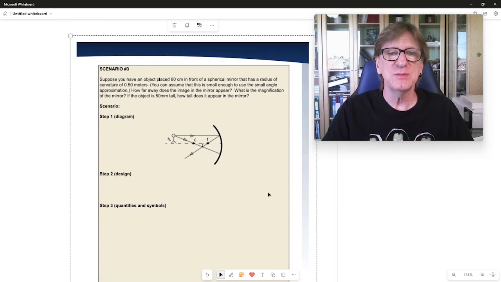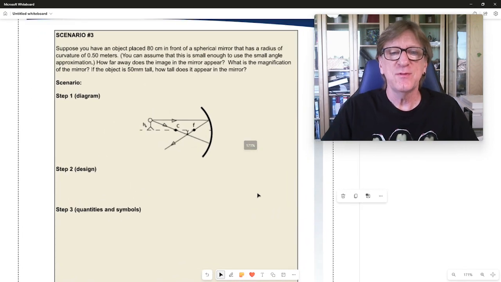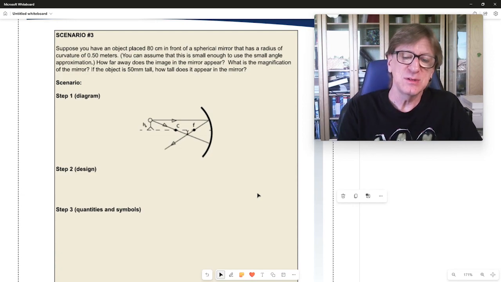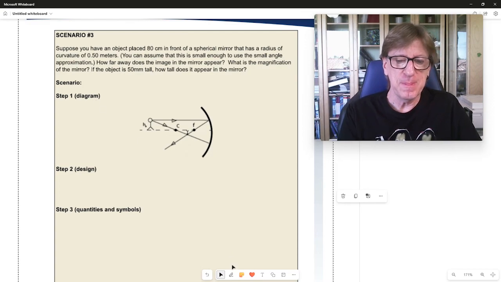Suppose we have an object placed 80 centimeters in front of a spherical mirror that has a radius of curvature of 0.5 meters. And as we said, we're going to assume it's small enough that we can use a small angle approximation. How far away does the image appear? Remember, in physics speak, that means I want the image distance. And then it wants to know what is the magnification and how tall does it appear. All right, so this is how we're going to get going.